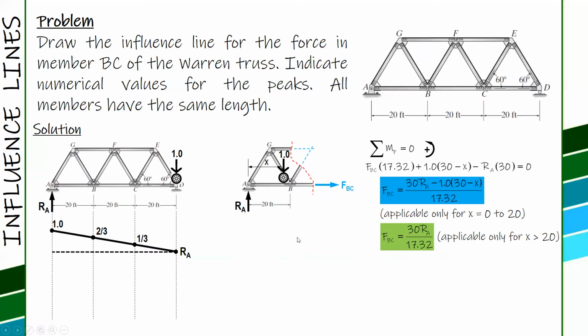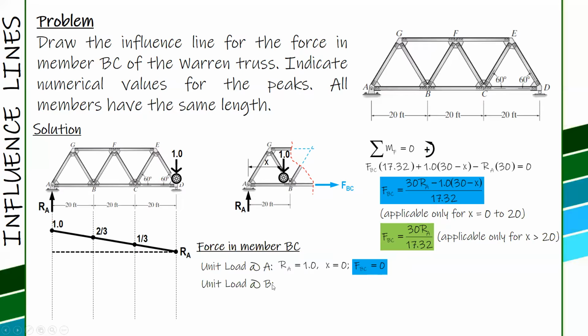So we're now ready to plot values. First, when the unit load is at A, your RA is equal to 1 and our X is equal to 0. Okay, so we substitute here in the blue one. Since X is 0, it's not here yet. Substitute 1 and then 0. The answer would be equal to 0.